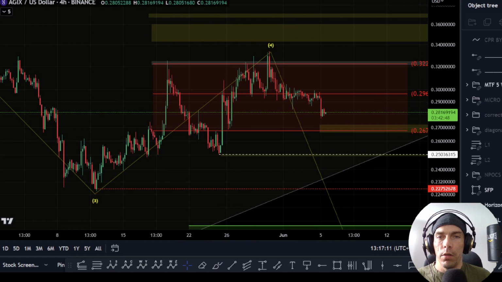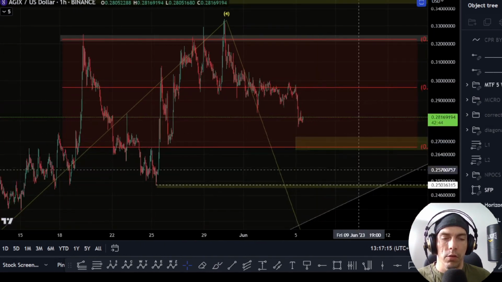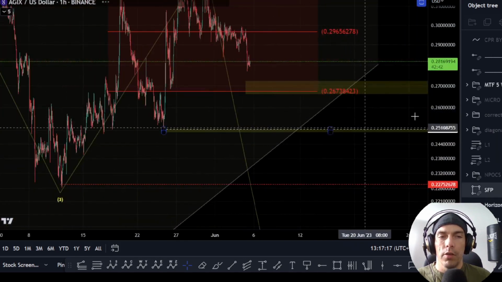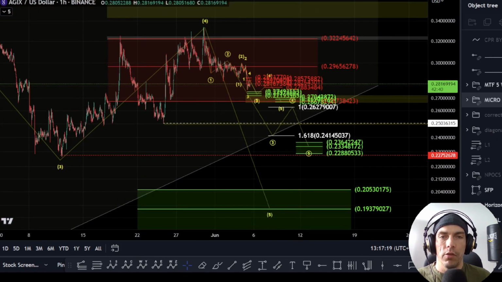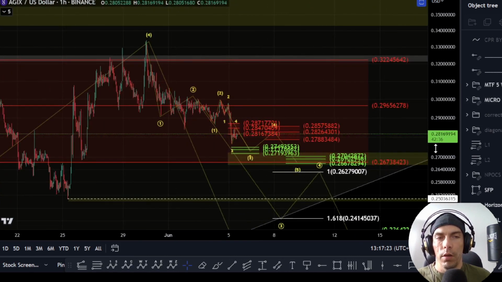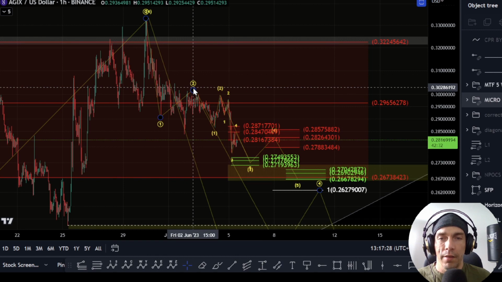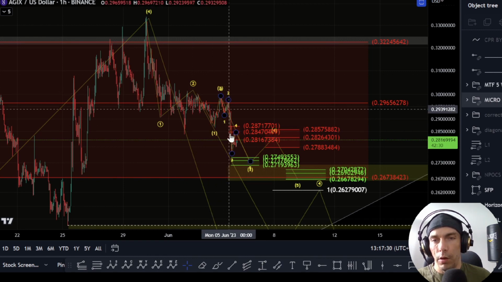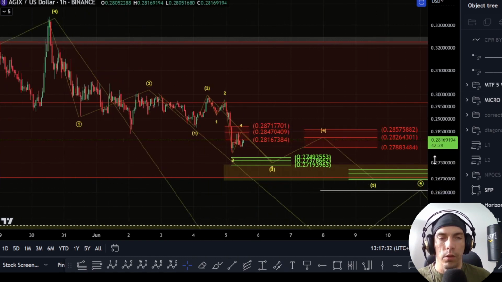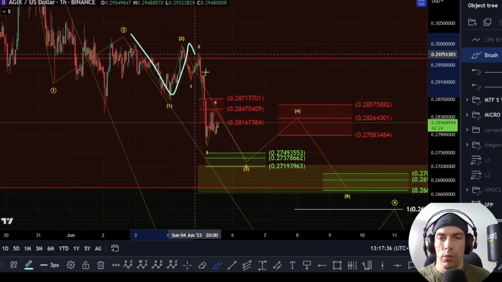Now, if we come down here into the 1 hourly, what we'd be looking for within this count, where we're actually looking to break down directly, would actually be something along these lines, where we're actually looking to extend out. Now, given the current structure, what I would be looking for is effectively that this is a 1, this is a 2 as a flat, and then this is a 1, 2, and then looking at this as another 5-wave move to the downside.